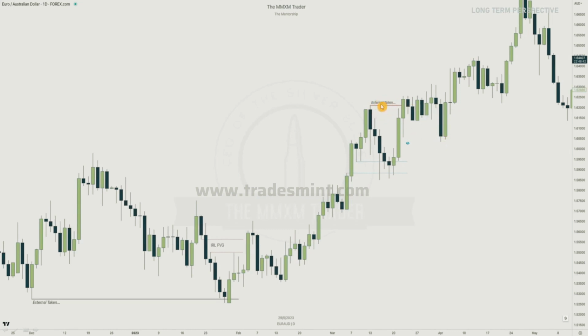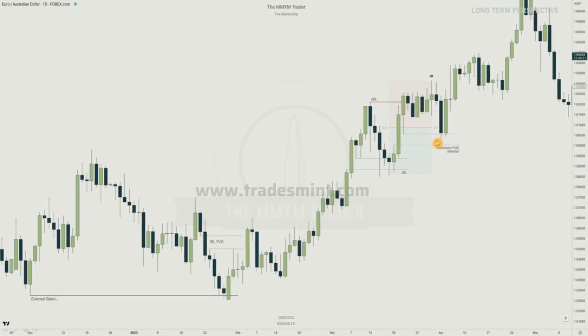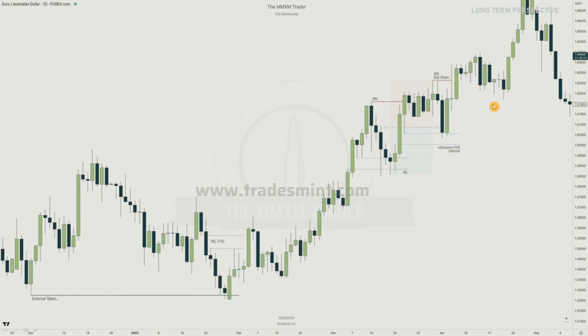Again, we go from external to internal and then from internal back to external. So internal range liquidity, this fair value gap, and might I just add, we don't know what the weekly is doing, right? And the monthly, and we don't know what the seasonal tendency is, and we can still determine our draw on liquidity this way. Discount fair value gap has been hit. Now where do we go? External once again, right? So from down here all the way to up here, it is going from external to internal, back to external, right?